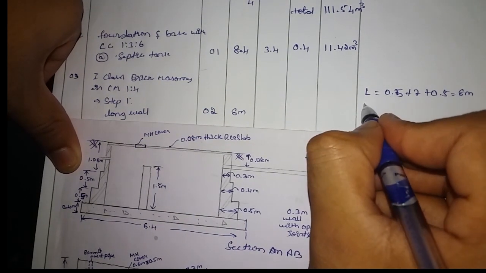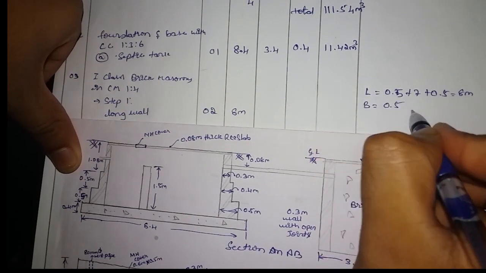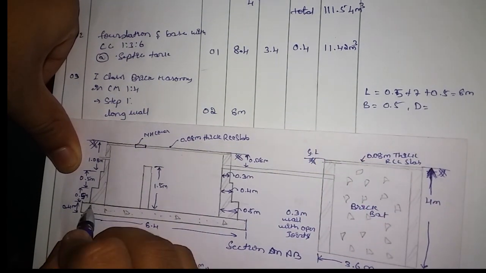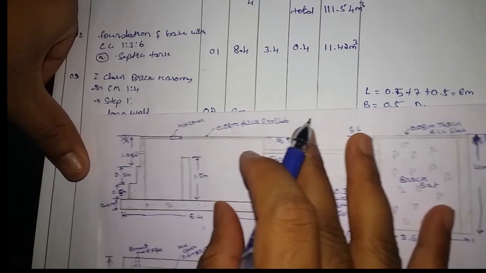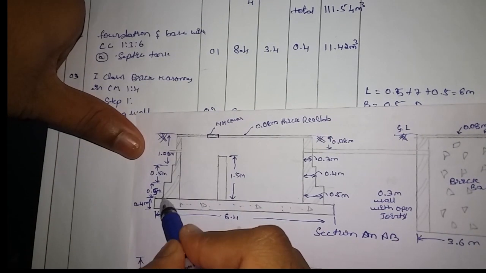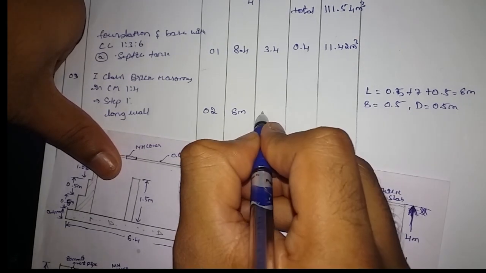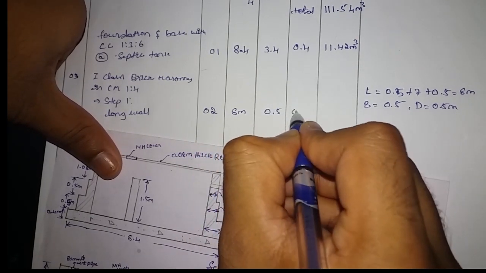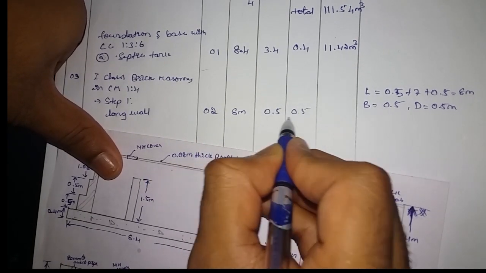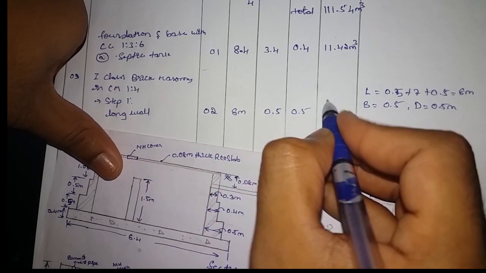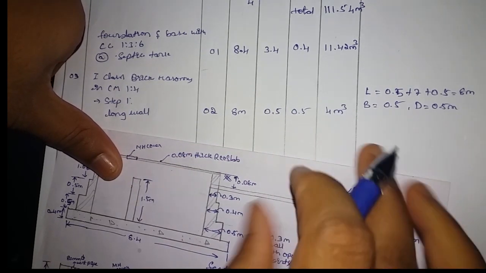Now what is your breadth? Breadth will be 0.5. Then what is your depth? Depth is directly given in the question, you can see, it is 0.5 meter. Now substitute, it is 0.5 into 0.5. Substitute all this in a calculator, multiply all 4, you will get 4 meter cube, for the long wall.